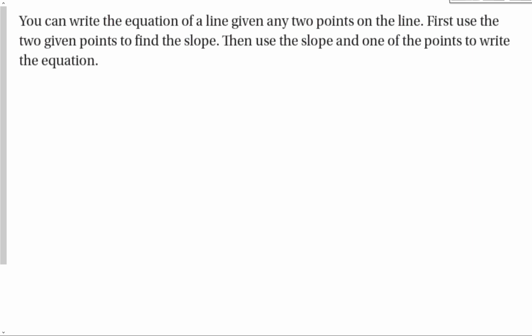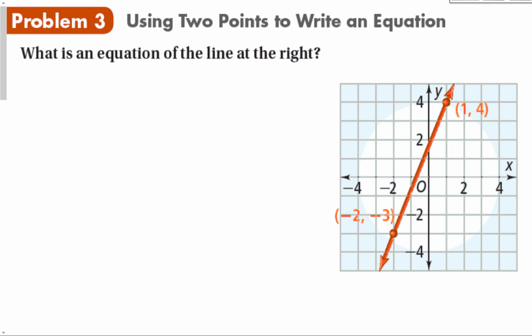We can write the equation of the line given any 2 points on the line. First, use the 2 given points to find the slope. Then, use the slope and one of the points to write the equation. So, if I want to use point slope form, I'm going to need to use a point and the slope. So let's use this point right here and the slope.